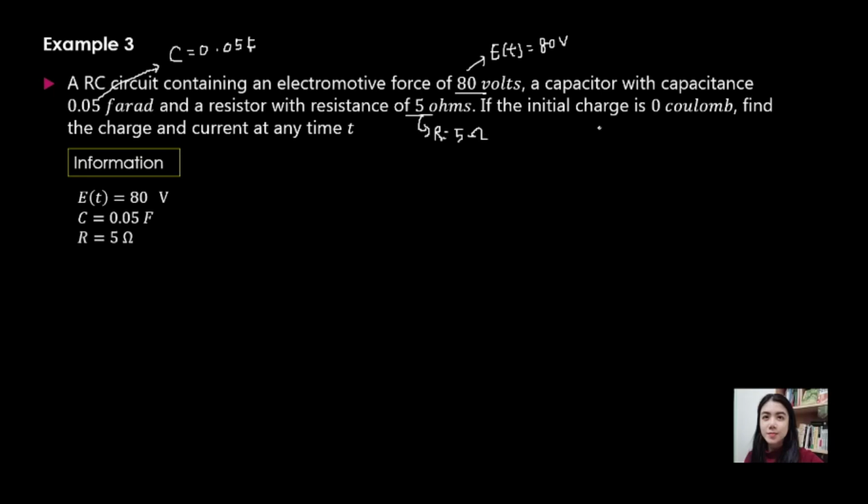Then it says that the initial charge is 0 coulombs. For the initial charge, you're going to use the symbol Q. Initial means that at time equal to 0, the charge is 0 coulombs. Let's look at the question. The question asks us to find the charge and the current at any time t.